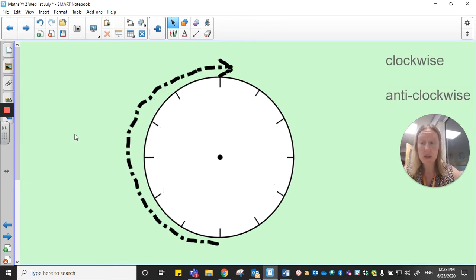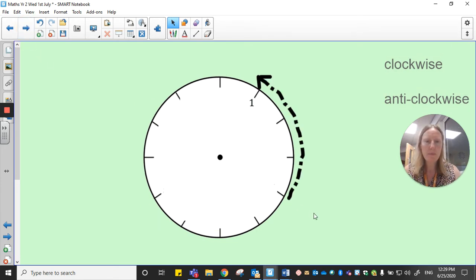Okay, this one. So this one's starting at the bottom, facing down here. And the arrow is going this way. Now imagine the clock numbers again. 12. Going around this way. It's going clockwise. It's going the way of the clock. Fantastic. Clockwise. This is a clockwise turn.